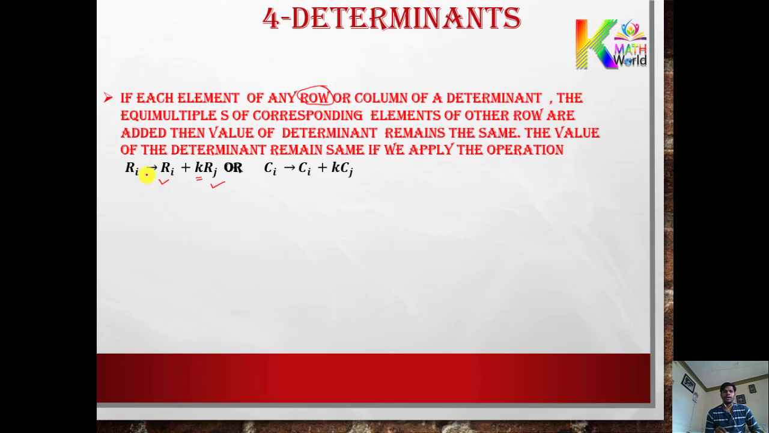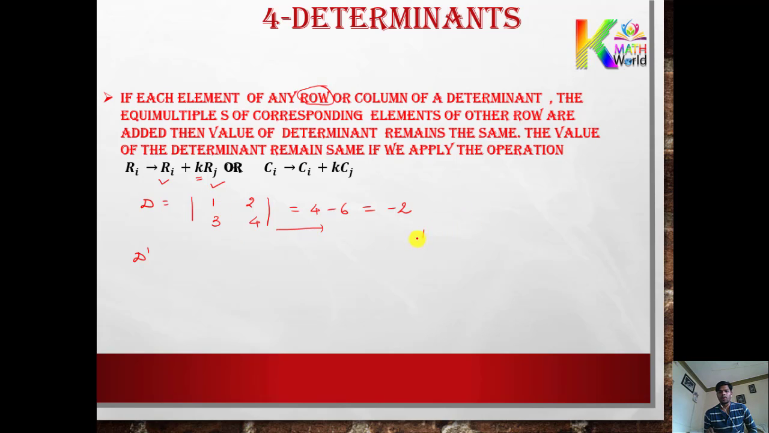Suppose we try to understand this property by an illustration. Suppose we have a determinant D. We consider 2 by 2 only so that we can move quickly. So what is the answer of this one? 4 minus 6, so the answer is minus 2.